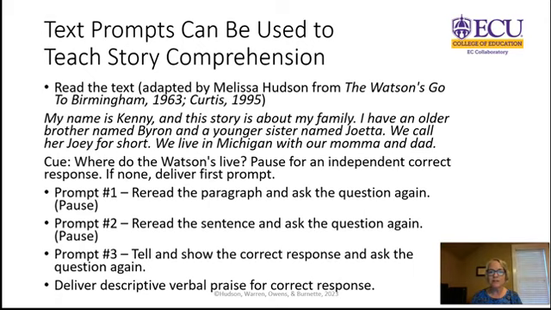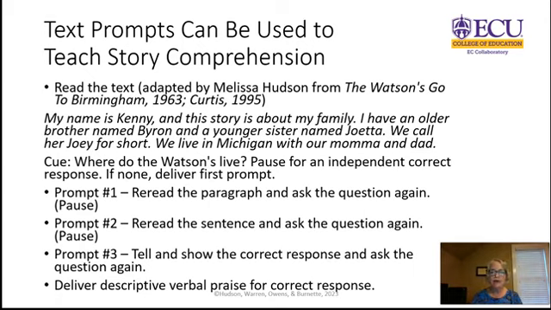Here's where you're going to stop to ask the comprehension question. Where do the Watsons live? Wait for them to answer correctly, but if they're unable to, then for the first prompt, you would reread the paragraph, what we just read, and ask the question again. For the second prompt, you'll hone it down slightly and reread just the sentence with the correct answer and ask the question again. And if they still need more help to answer correctly, you're going to tell them and show them and ask the question again.